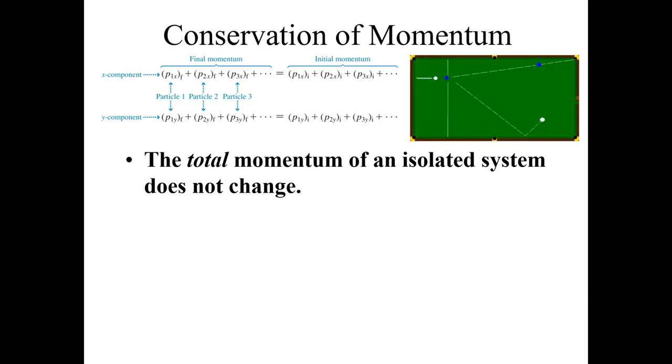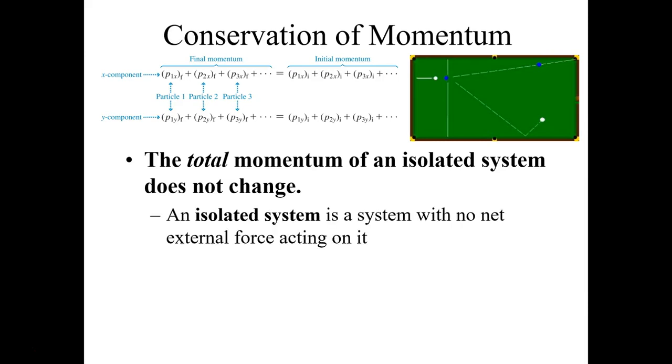I mentioned just a bit ago that the total momentum of an isolated system does not change. Well, what is an isolated system? An isolated system is just a system where there is no net external force acting on the system. So we can't have external forces. Anytime we have an external force acting on our system, that means it's not an isolated system and we cannot use conservation of momentum.